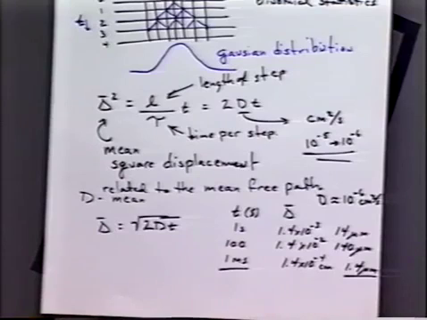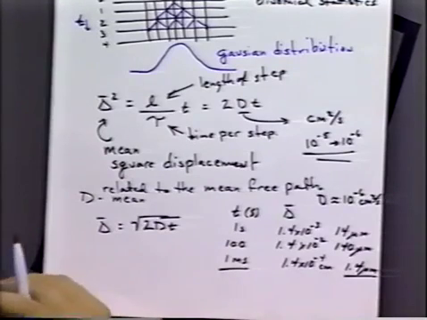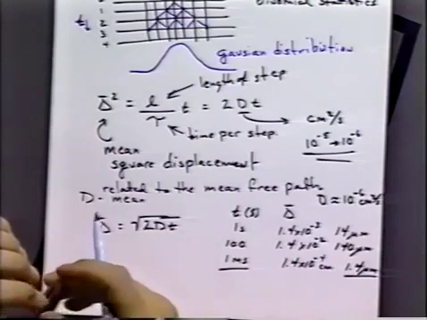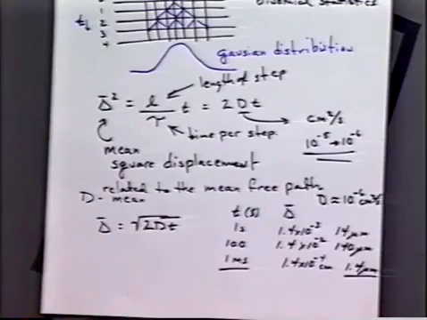So that's one I kind of like to remember: a millisecond is about a micron. Giving yourself a millisecond in an experiment is about a micron's worth of diffusion. So if you don't want your molecule to diffuse very far, you have to do your experiment in a very short period of time.